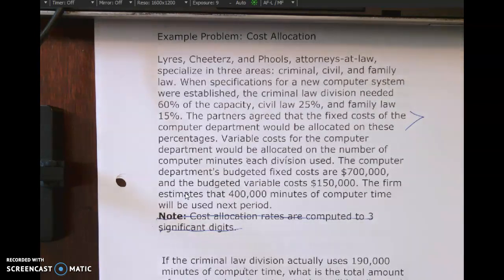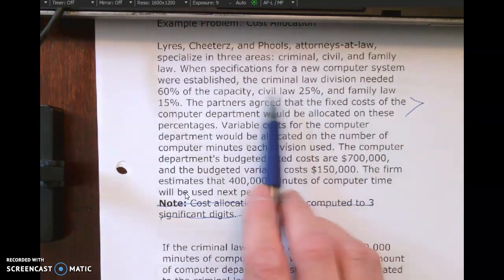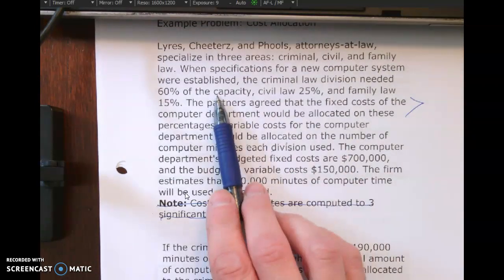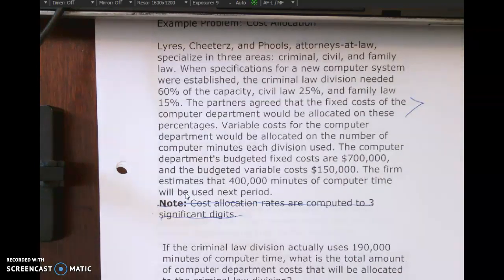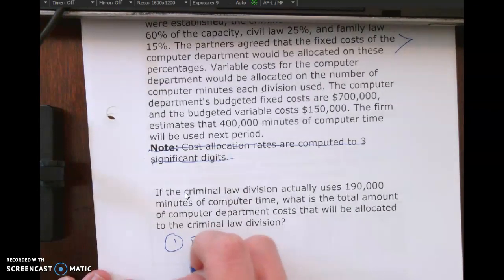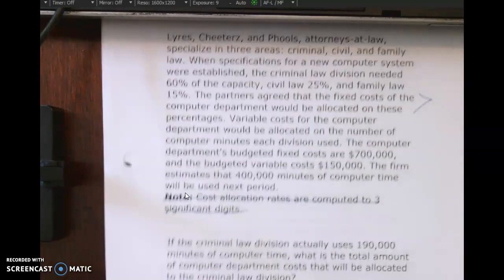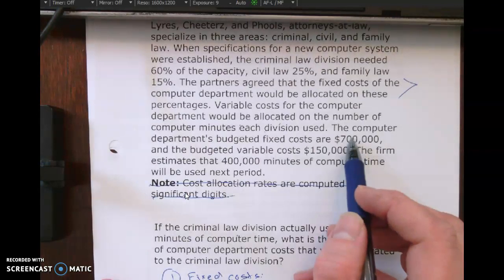So in that case, what we have to do is allocate out the variable costs separately from the fixed costs. Now, the fixed costs are a little bit easier because it says that the criminal law needed 60% of the capacity. And so basically what they get is 60% of the $700,000 fixed costs, okay? So I'm going to come down here. The first step that I'm going to do is I'm going to say my fixed costs. And in that case, I'm just going to say the percentage, 60%, times the estimated fixed cost.